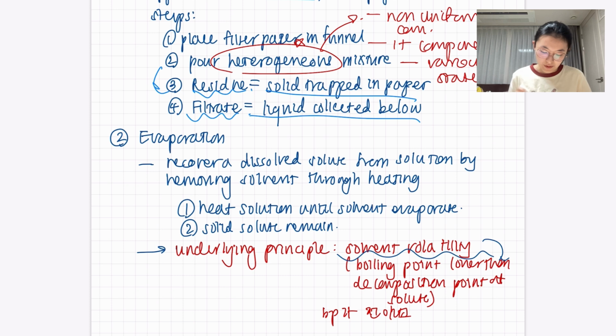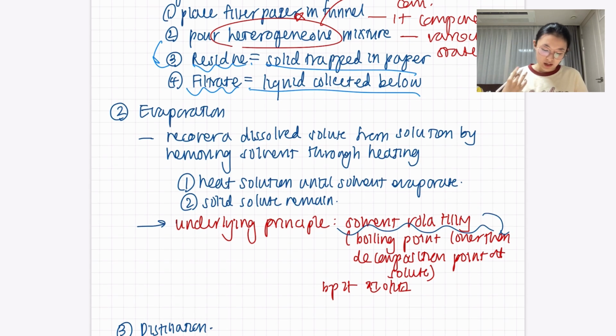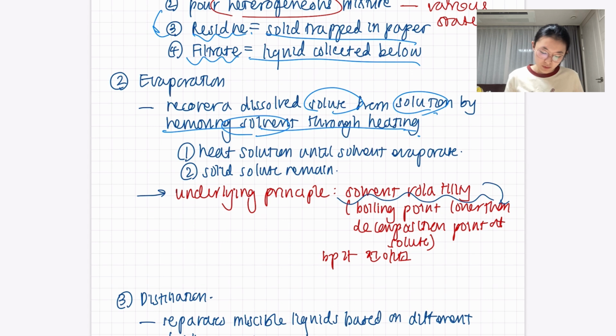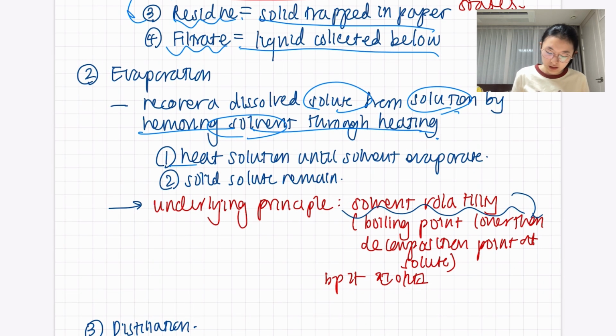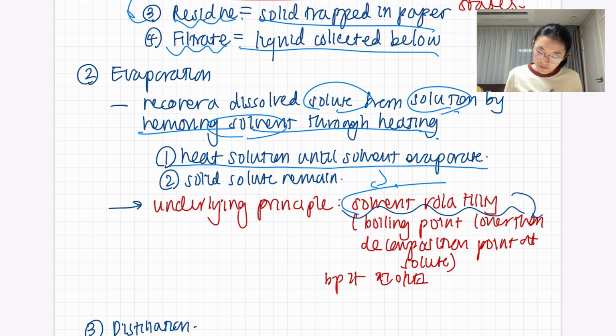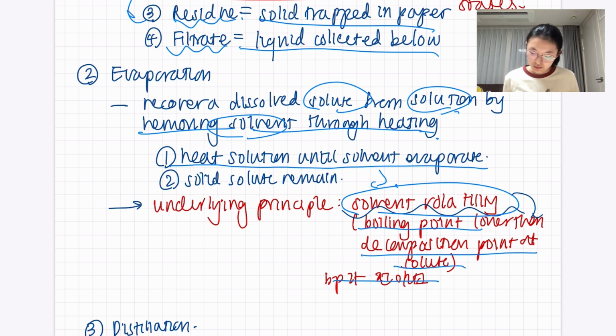Next, let's move on to evaporation. Evaporation is essentially a technique used in order to recover a dissolved solute from a solution by removing the solvent through heating. What this involves is we first heat the solution until the solvent evaporates, and we're essentially going to get the solid solute. The underlying principle behind this is solvent volatility, and if you don't know what I mean by that, it's essentially stating that the boiling point must be lower than the decomposition point of the solute.